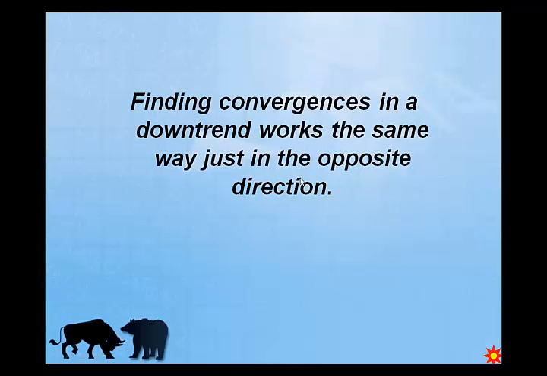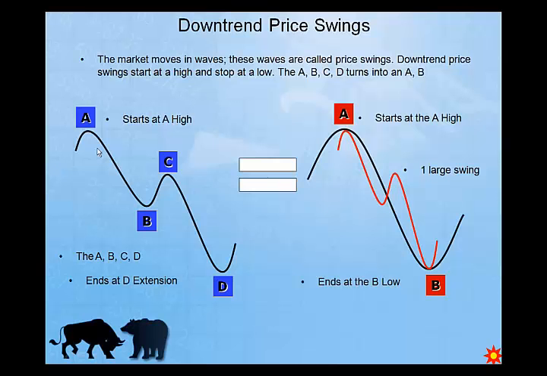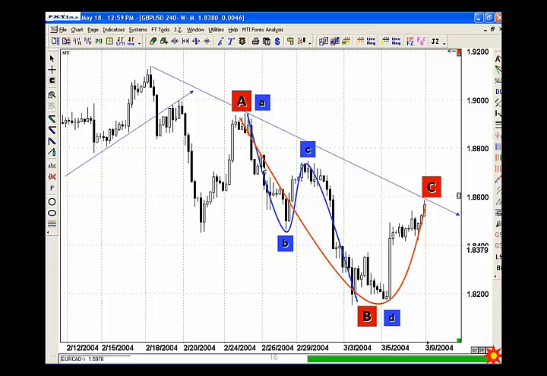Okay, now we're going to find a convergence in the downtrend. It works exactly the same way as in an uptrend. The A, B, C, D swings, remember, they just go the opposite way. The A, B, C, D is all inside of this big A, B. And we can see this is a small swing. For example, here we have one big A, B, but there was a small A, B, C, D, and then we had a small A, B, and we're looking for that C.